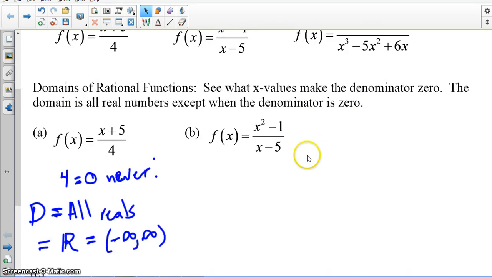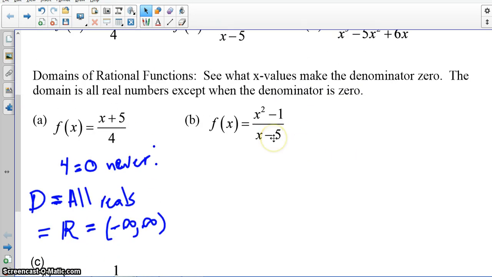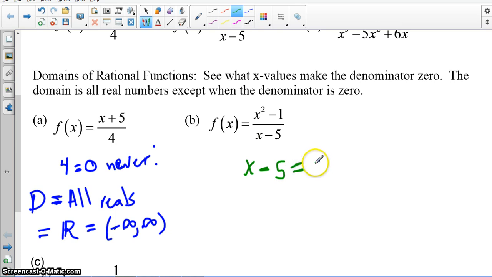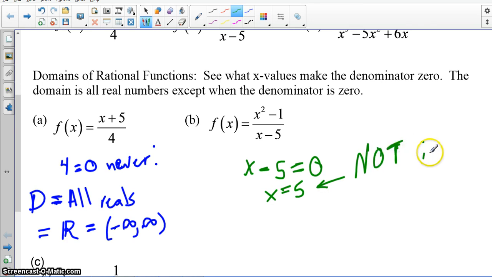So you set the denominator equal to 0. Let me change colors for some contrast. The denominator is x minus 5. Notice we are not doing anything with the numerators in these problems. That means x equals 5 is the only thing, and it's a little misleading maybe. This answer is not in the domain, which is weird maybe.